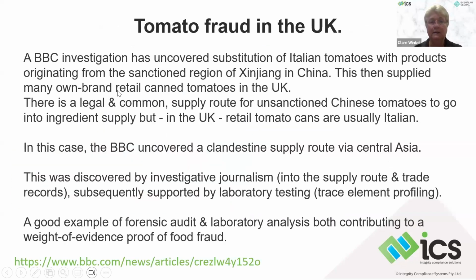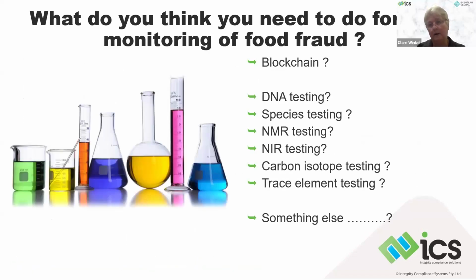So this is exactly one of those cases that's been in the news literally this week. This has come out of the UK. The BBC, the TV channel, has done a big investigation following canned tomatoes in the UK that are labelled as being Italian, but they're actually from Western China. And they did undercover work in two different ways. One was looking at the supply chain, literally doing the traceability, following the documents, and also satellite tracking. But they also used trace element profiling.